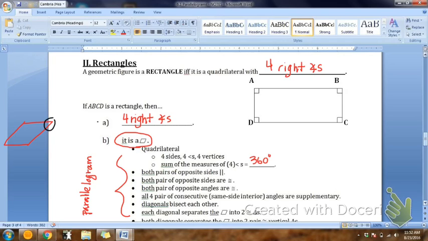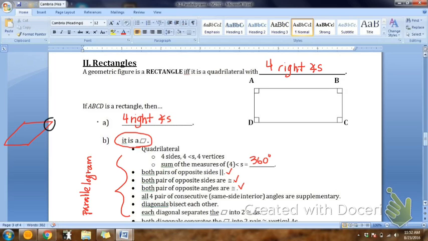If it's a parallelogram, both pairs of opposite sides are parallel. We've talked about this one. We've talked about this one. We've talked about this. Opposite sides are congruent. Opposite angles are congruent. All 4 pairs of consecutive angles are supplementary.